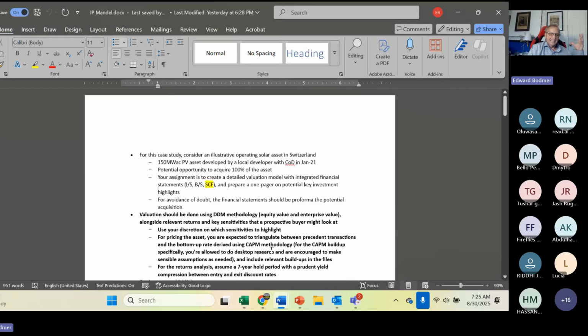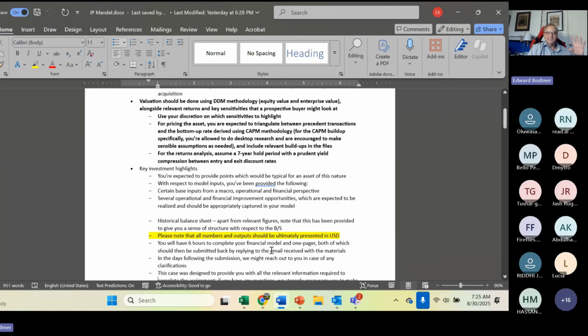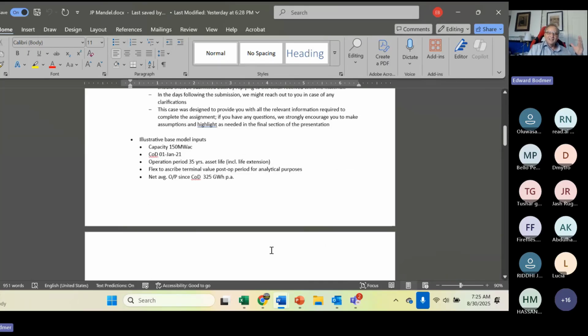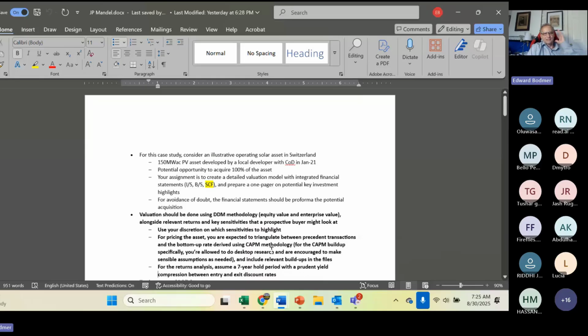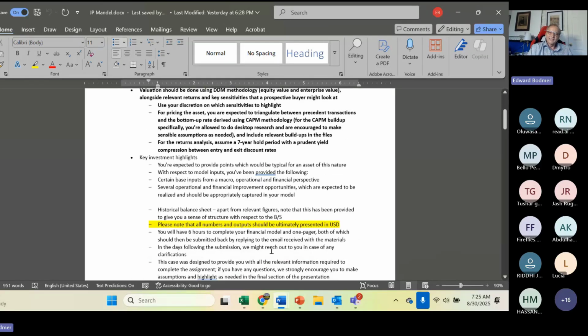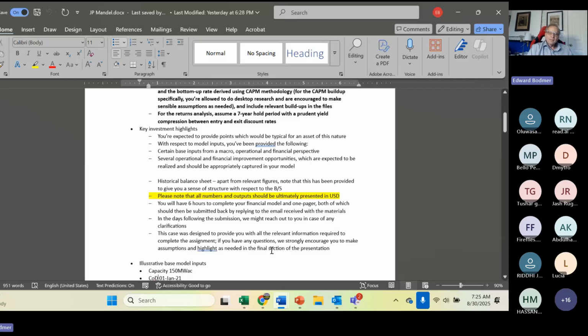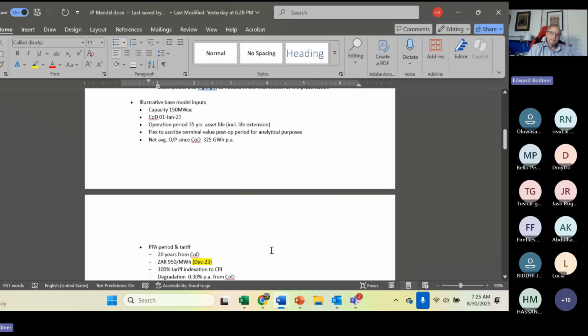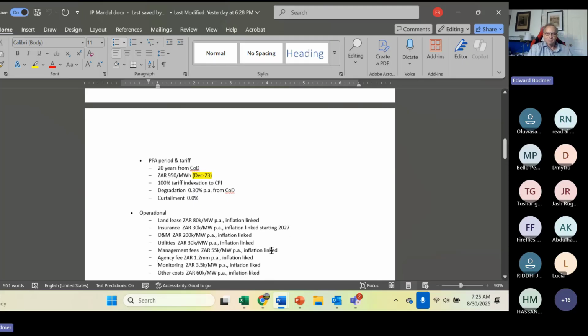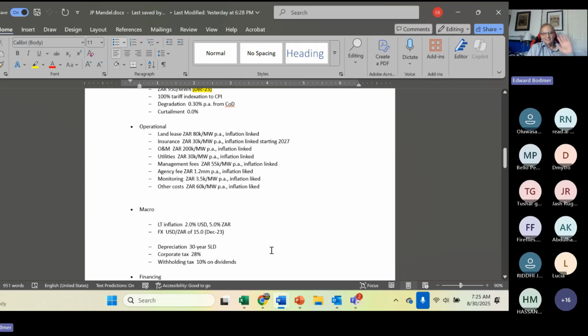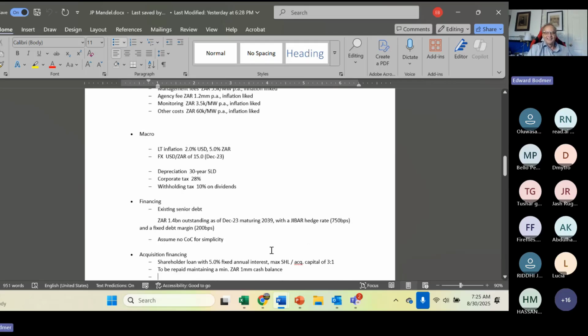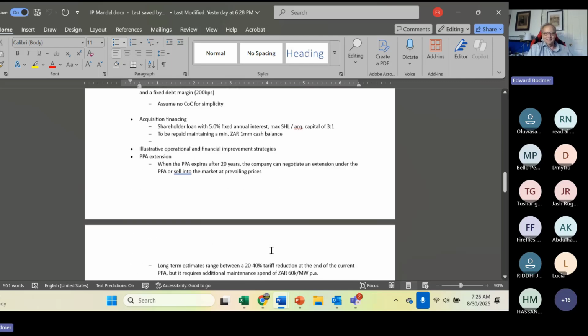This is this case study. Actually, some things were really good about it. You're supposed to make a 3-statement financial model. You're supposed to put in the basic ideas about this project. It's got a purchase power agreement. Then it's got some operating costs, and you have to put inflation in there. They have some exchange rates.